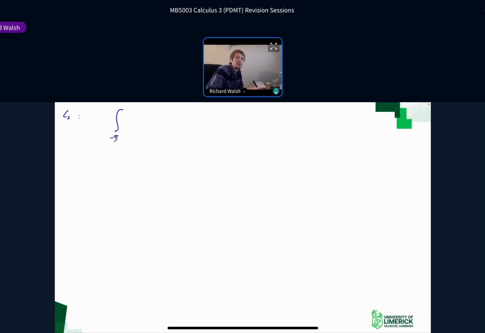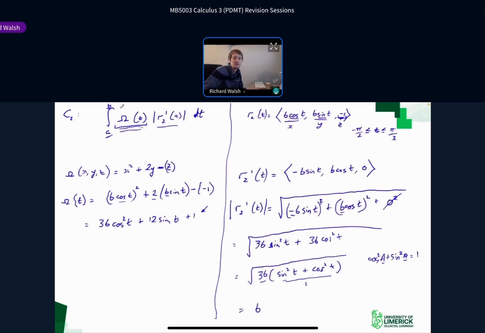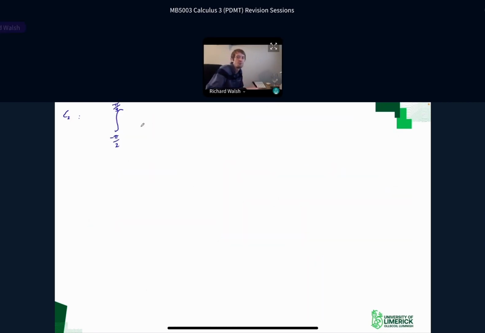Lower limit was minus pi over 2, up as far as pi over 3. Function in terms of t was 36 cos squared of t plus 12 sine of t plus 1. The magnitude of the derivative was 6 dt.